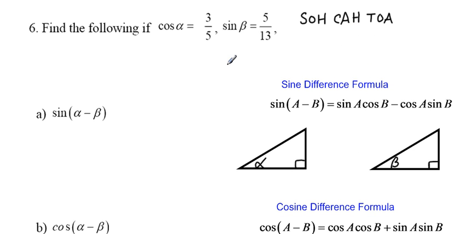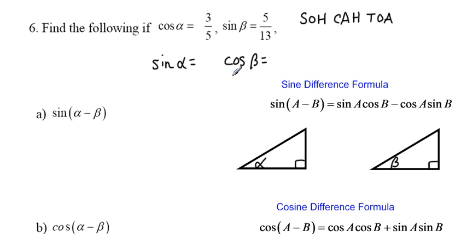So first off, let's look at the two ratios that we were given. We were given the cosine of alpha and the sine of beta. What we're missing right now is the sine of alpha, and we are also missing the cosine of beta.